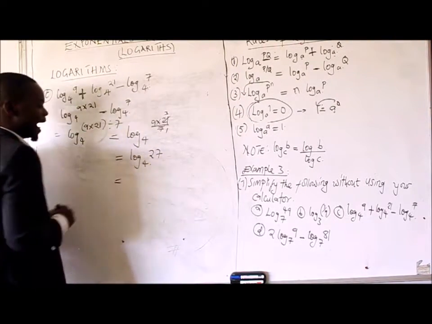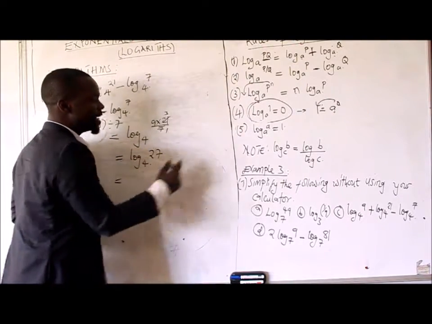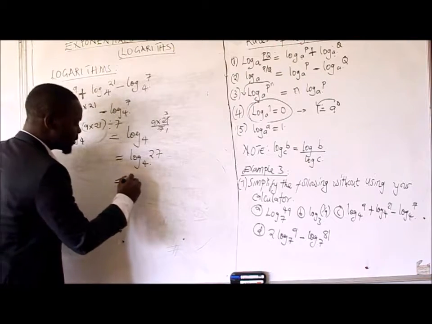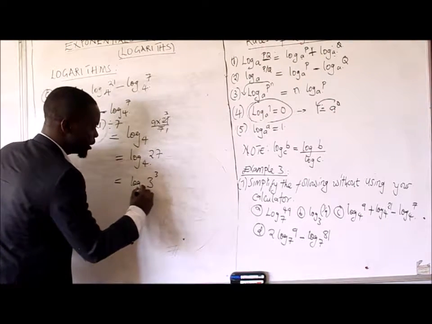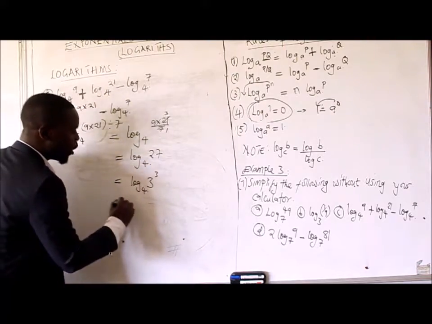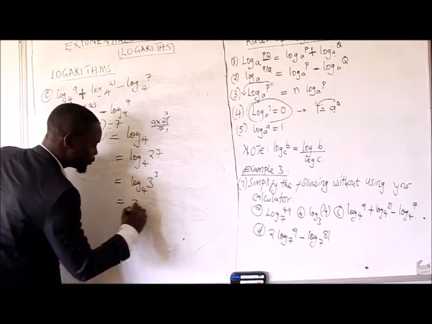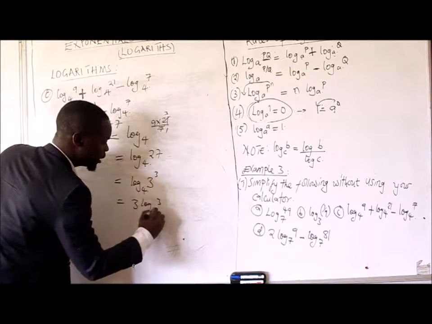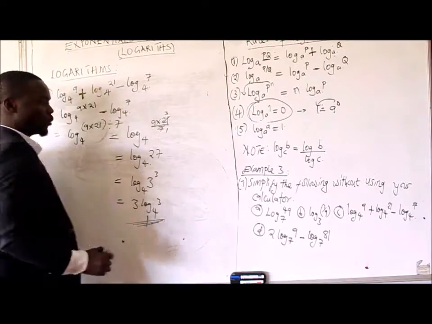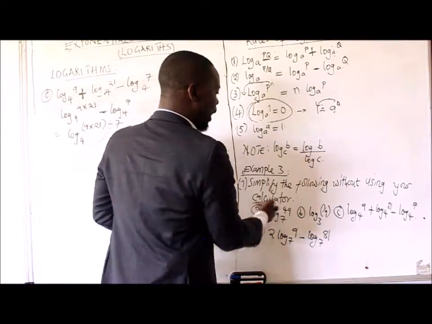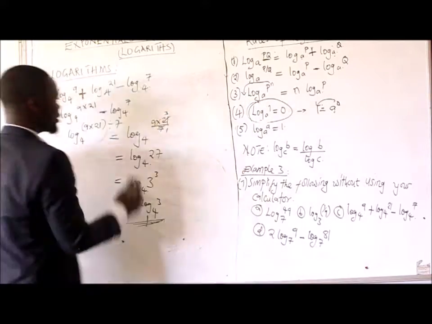If you want, you can leave it at this stage, but let's simplify it further. We know that 27 is the same as 3 raised to the power 3, base 4. Using rule 3, this is the same as 3 log 3 base 4. So we are going to end here because we are not allowed to use our calculator. Let's go to our last example, which is example D.